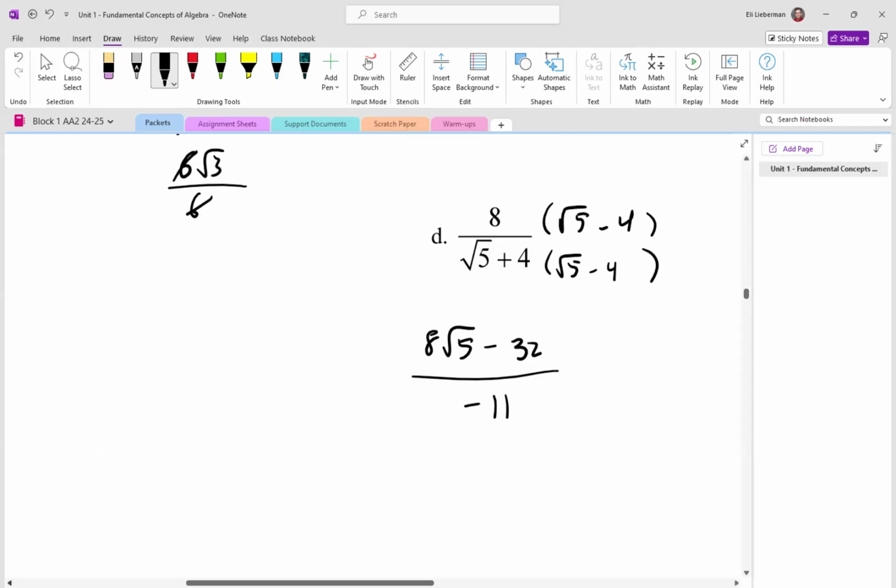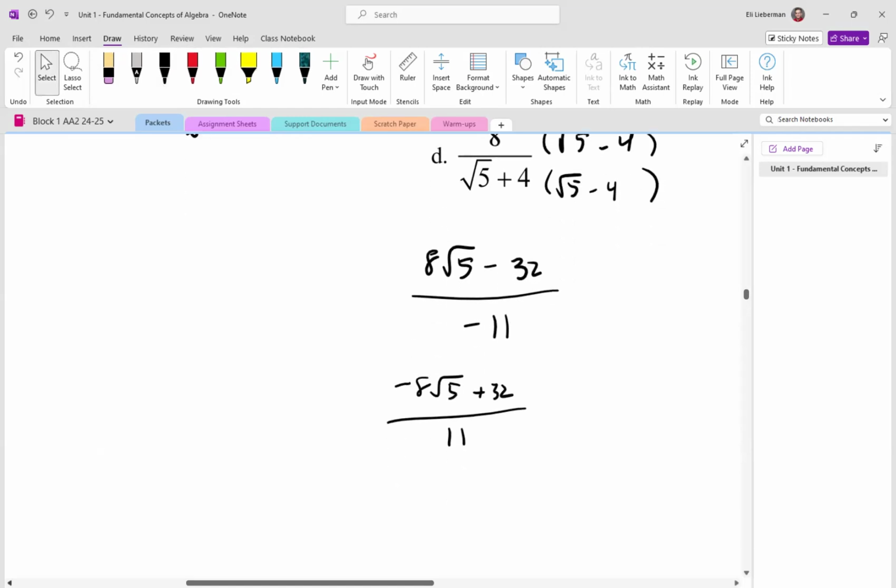We don't want that negativity in the denominator. So multiply top and bottom by negative, leaving us with -8√5 plus 32 over 11. Am I done with the problem? Show me a gesture of what would be nice to do. What I'm looking for is this. Do you agree? Just cleaning it up, right? We're tidying it up, this little problem.